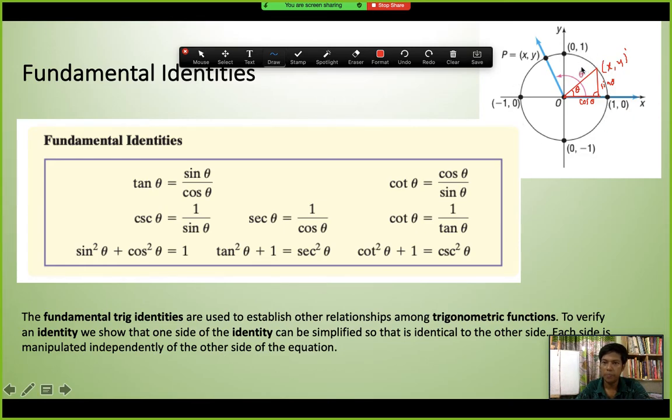See, it is written everywhere. Hypotenuse length is 1. So what is the Pythagorean theorem? Pythagorean theorem tells us that x square plus y square equals 1, or base square plus perpendicular square equals 1, or adjacent square plus opposite square equals 1. So we get sin square theta plus cos square theta equals 1 this way.